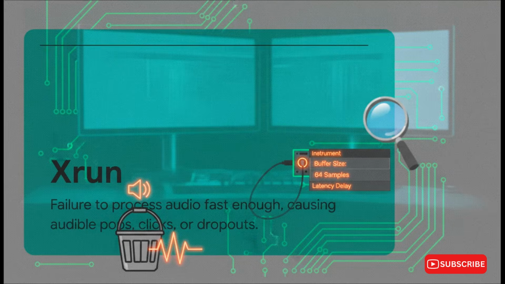When a CPU spike occurs and the processor fails to return in time to empty a small buffer, the queue overflows. The system experiences an X-run, which is the technical term for a buffer underrun or overrun. This mathematical failure manifests in the physical world as loud pops, clicks, or sudden silent dropouts in your recording. The system literally throws away a segment of your guitar performance because it ran out of time to process the numbers, which destroys the audio file permanently and forces you to stop and re-record the take.